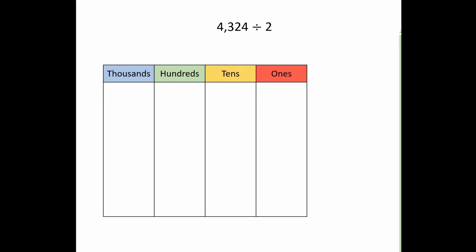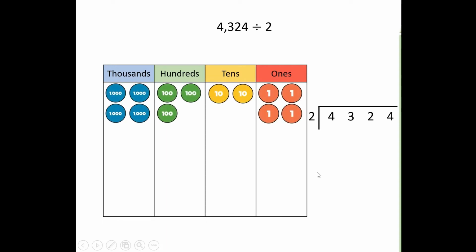Let's have a go at this question together. 4,324 divided by 2. The first thing we need to do is make sure that we have the correct amount of place value counters in each of the place value columns. So here they are. Let's start. Now the first thing we need to do is look at the thousands column. We're asking ourselves how many groups of 2 are in that thousands column? 1, 2. Well done.